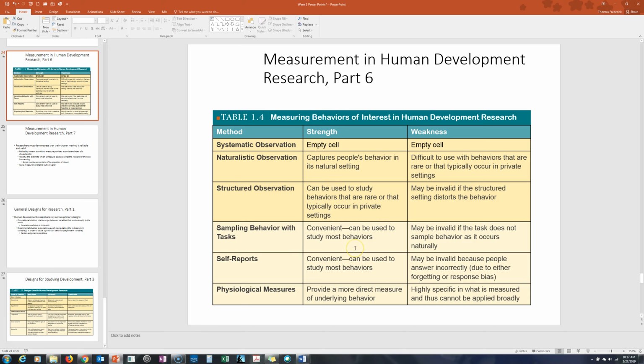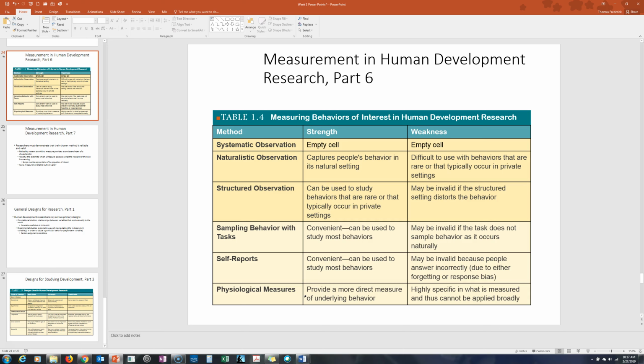Sampling behavior with tasks. This is very convenient, and we can use this to study most behaviors. This might be an invalid approach if the task does not sample the behavior as it occurs naturally. So we would ask the person to demonstrate such and such behavior. Self-report is very popular in psychology research. We ask people to report generally on their behaviors. However, one of the challenges with self-reports is that people might over-report doing more positive things and under-report doing more negative things, for example. Physiological measures are very popular, especially in talking about the biological influences on human development.